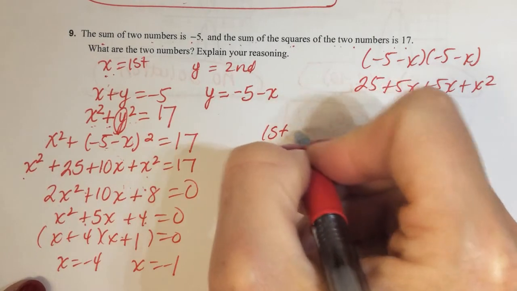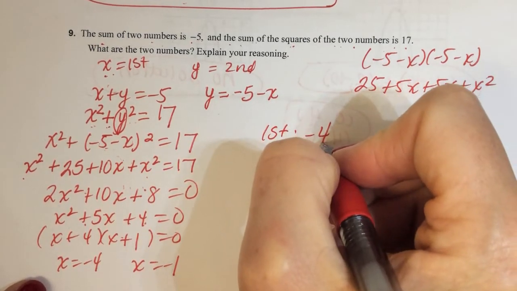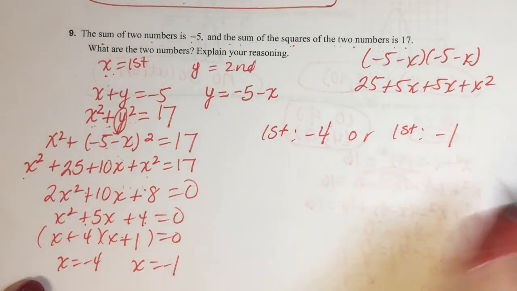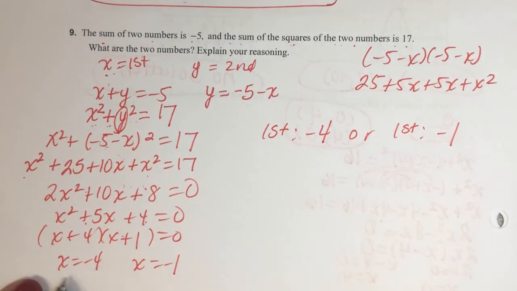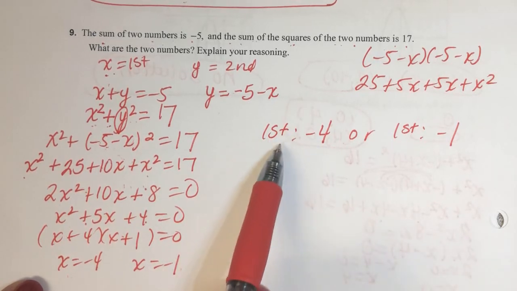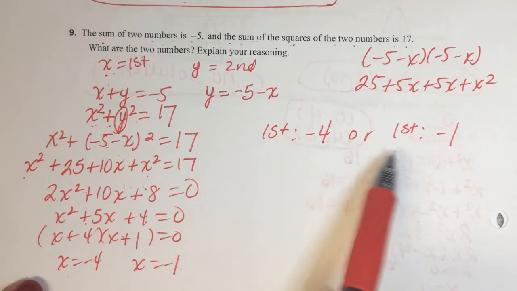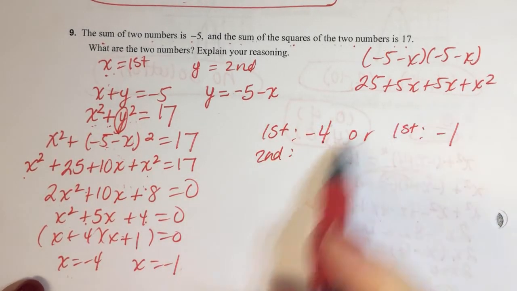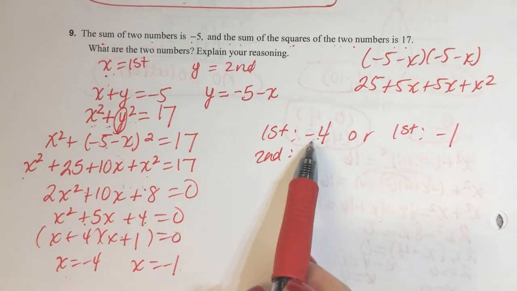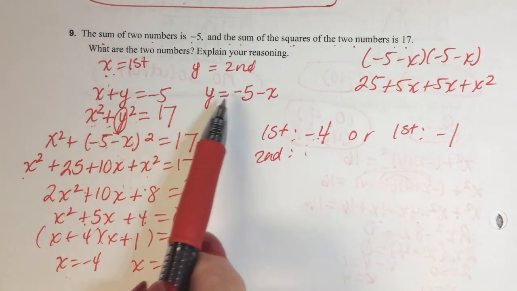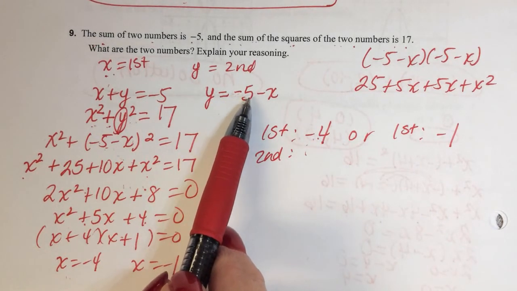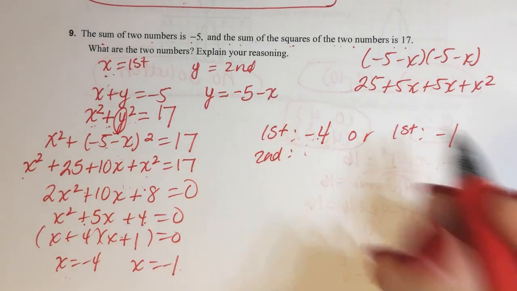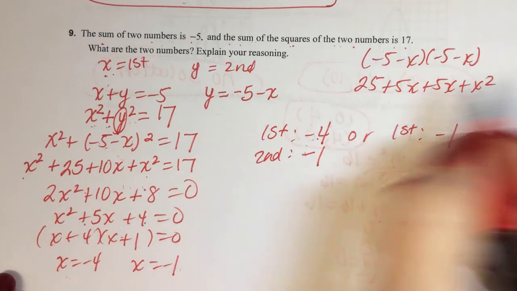So I can say then that my first number could be negative 4, or my first number can be negative 1. You see what I mean? X is my first number. So my first number can either be negative 4 or my first number can be negative 1. What is my second number when my first number is negative 4? Negative 5 minus negative 4 is negative 1.